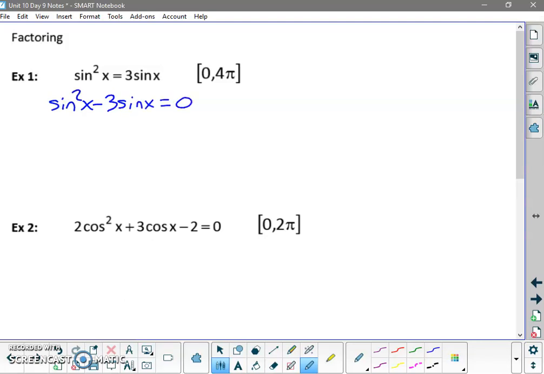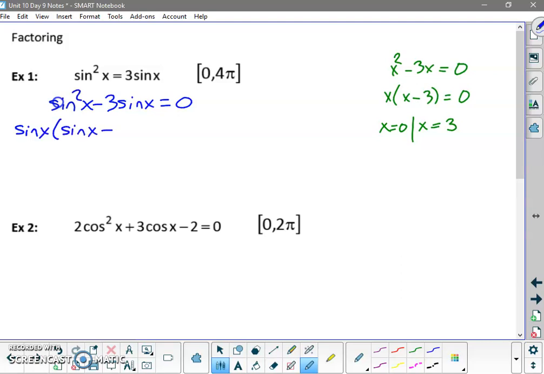Well, this equation right here is very similar to this equation. x squared minus 3x equals 0. So how do we solve this? Well, you'd factor out an x, and that gives you x times x minus 3 equals 0. And then you'd set each factor equal to 0. So I have x equals 0 and x equals 3. Well, we're going to do the same thing, except instead of an x, it's sine x. So we'll factor out a sine x. That gives me sine x times sine x minus 3 equals 0. Set each one equal to 0. That gives me sine x equals 0 and sine x equals 3.